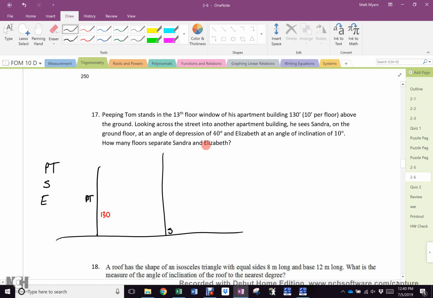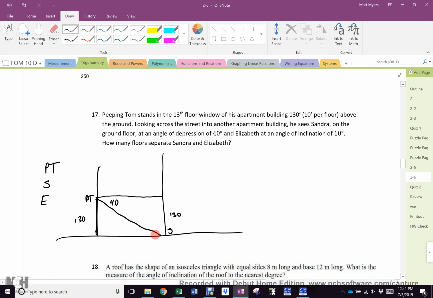So, what direction does Tom look originally before he sees Sandra? Straight across. There's Tom. Then he sees Sandra. So where do his eyes go? Down. Where is the angle of depression? Is it yellow or blue? Yellow. Good. So this is 40. Now, if this is 130, what's that? 130. Good.